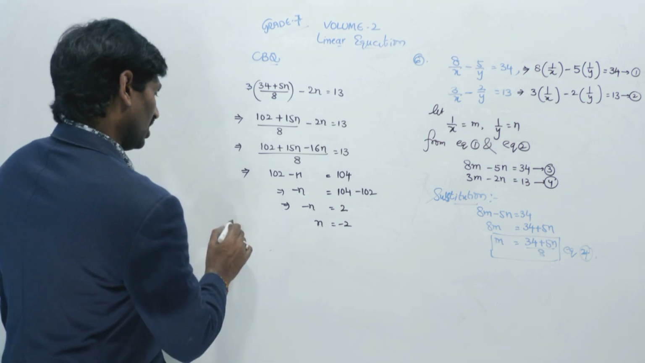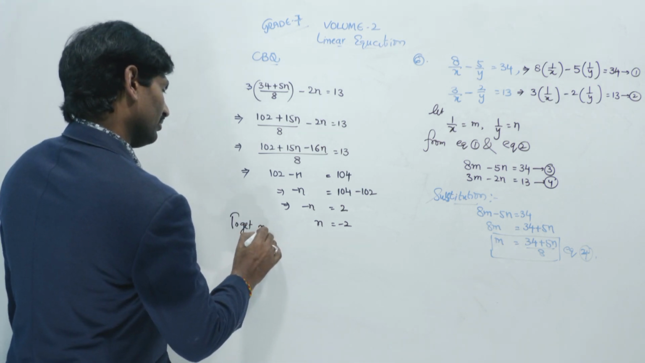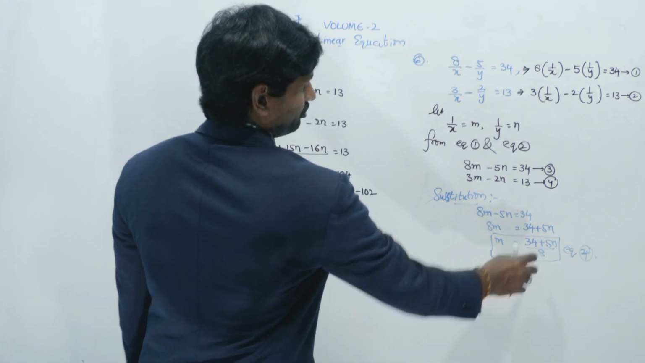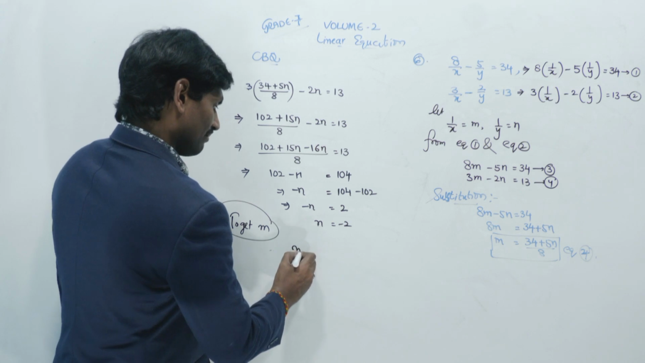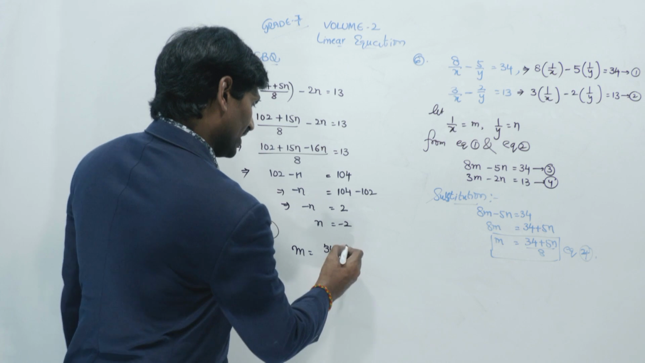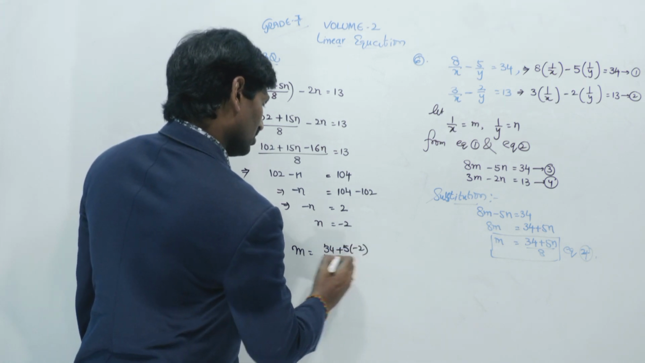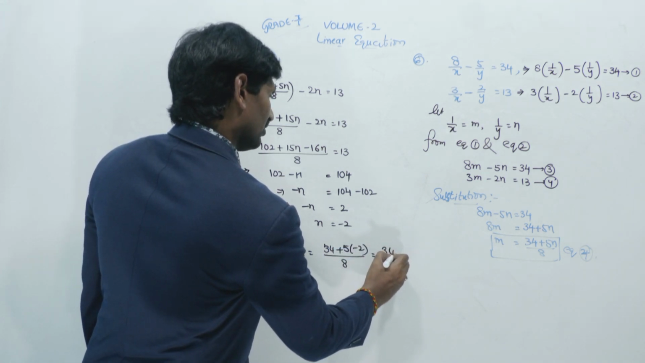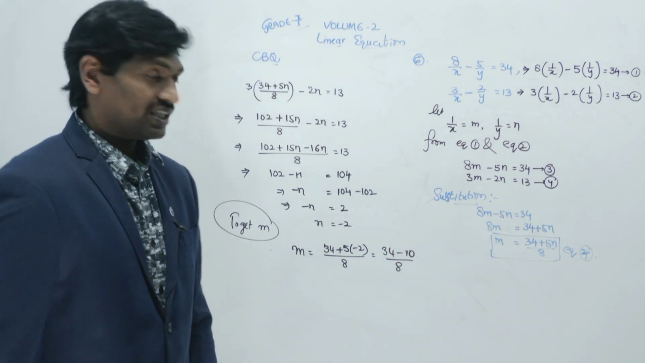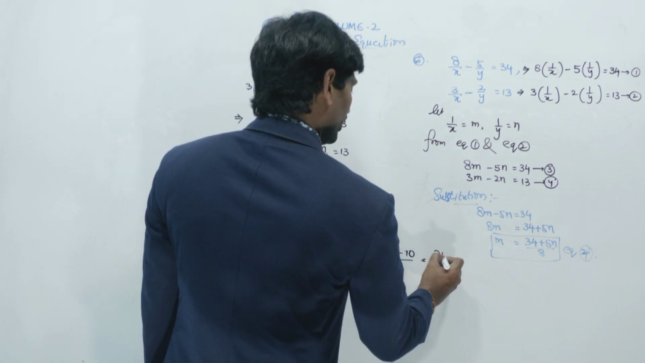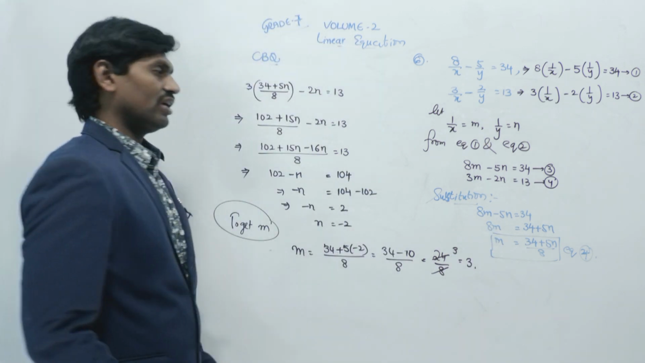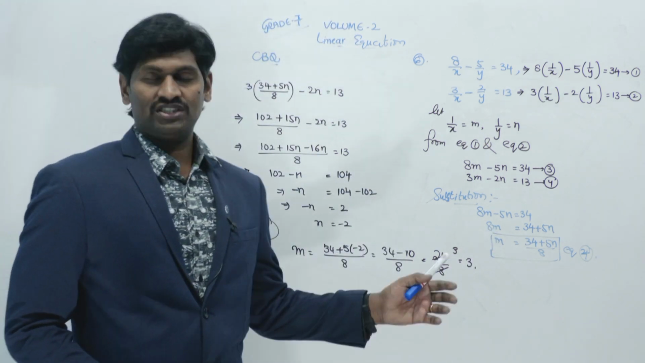Then how to get the m value? To get the m value, substitute here. In the place of n, you can substitute. That means m equals 34 plus 5n by 8, 5n means 5 into minus 2. So that equals 34 minus 5 2s are 10 by 8. 34 minus 10 is nothing but 24. 24 by 8, 8 table 24, 3 times. Therefore, the m value is 3.